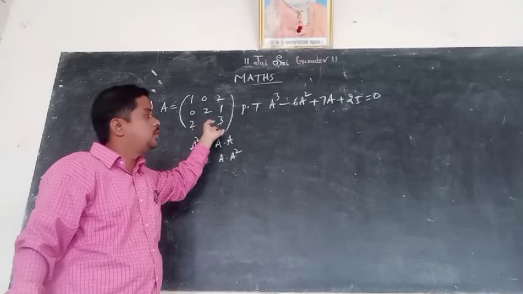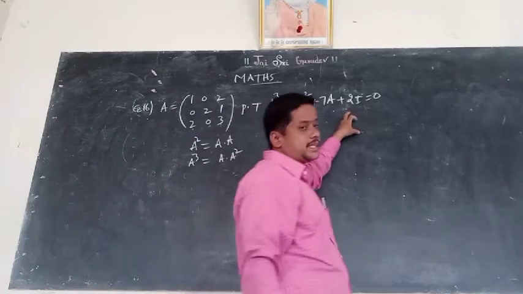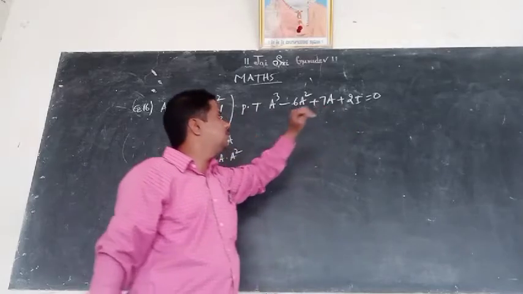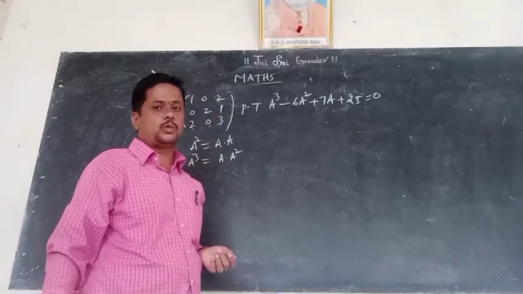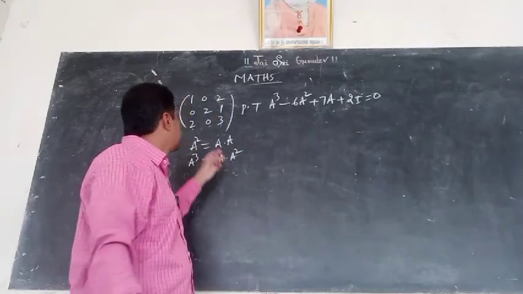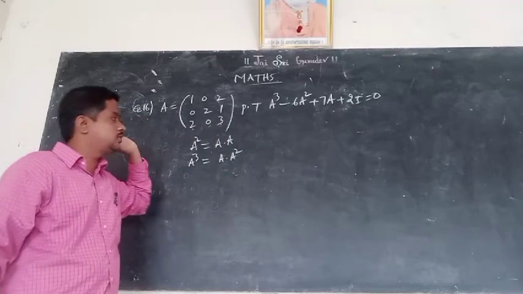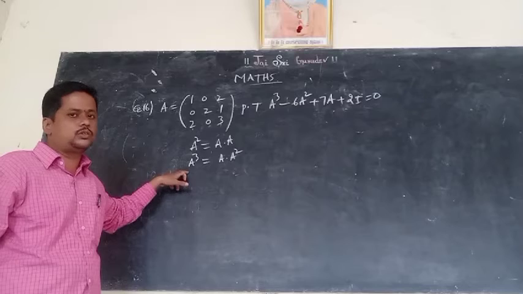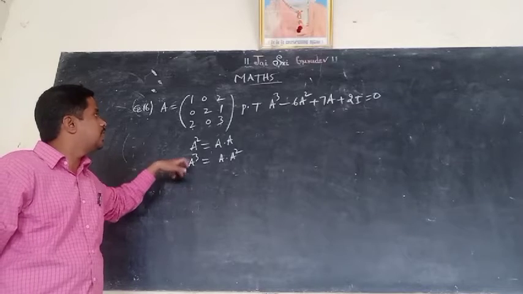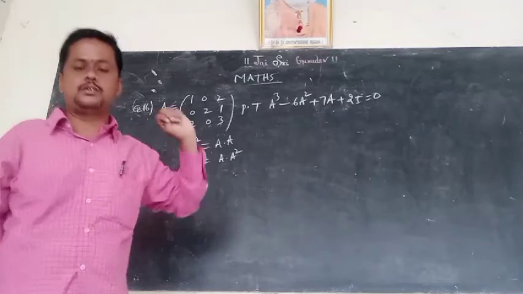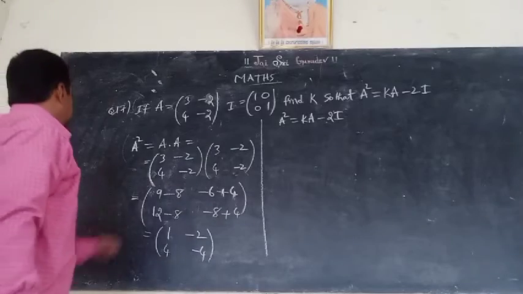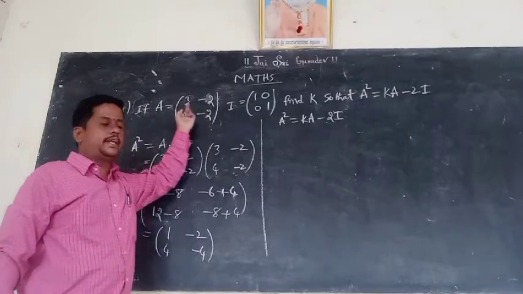This is a 3 by 3 matrix. Consider the identity matrix 3 cross 3, 1 0 0, 0 1 0, 0 0 1. 2 into I means 2 0 0, 0 2 0, 0 0 2. So add and subtract all these values, and you will get the zero matrix. If you have any doubts, you can ask. So we will see the next question, question number 17.